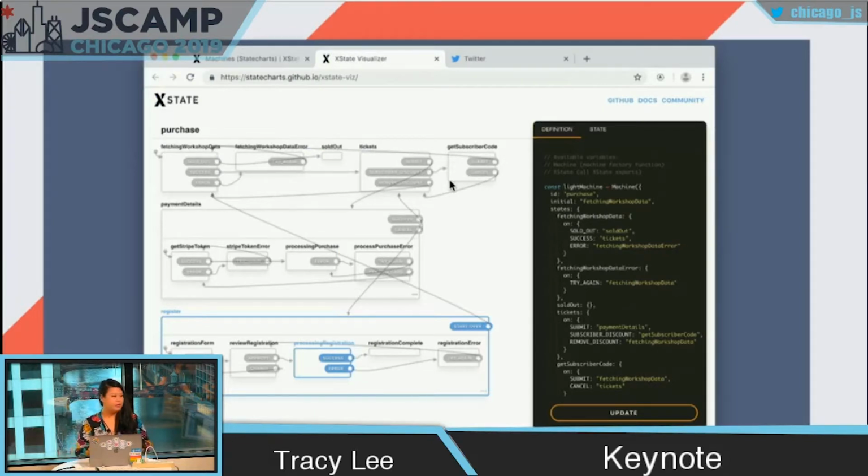So David Khourshid's library XState is pretty awesome. His name isn't David Piano, but he's David K. Piano on Twitter. This is a state management library, and it allows you to really easily visualize state machines because it has a built-in GUI. So here's an example of a complex state machine tracking a purchase process from Ryan Florence.